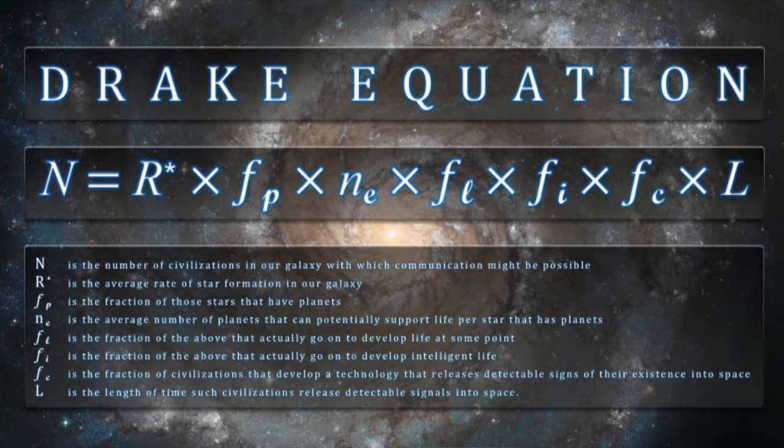What are the factors of the Drake equation? The first factor is the rate at which new stellar systems that could host planets are being formed in the Milky Way, the star formation rate of sun-like stars. This number is a few, 3 to 5, and it's well determined by astrophysics.